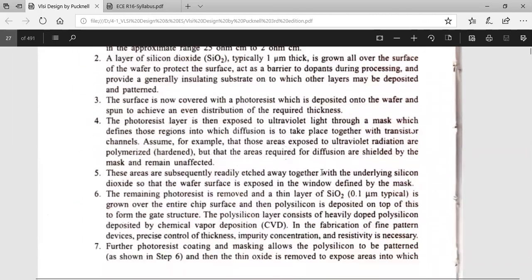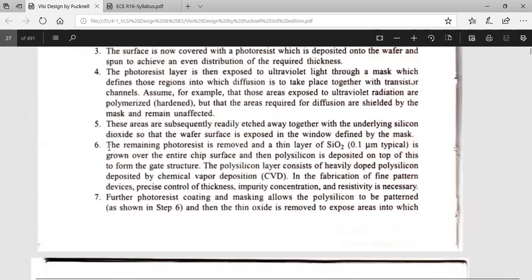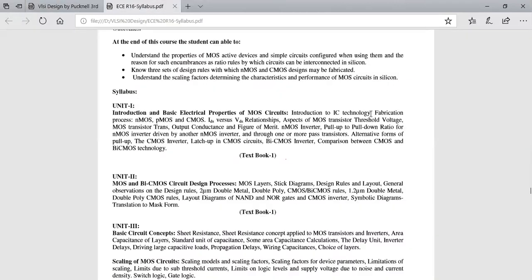Further, we can discuss the fabrication process in the next classes. Okay, fabrication process of NMOS and PMOS and CMOS. Those things we'll be discussing in the next classes. Okay.